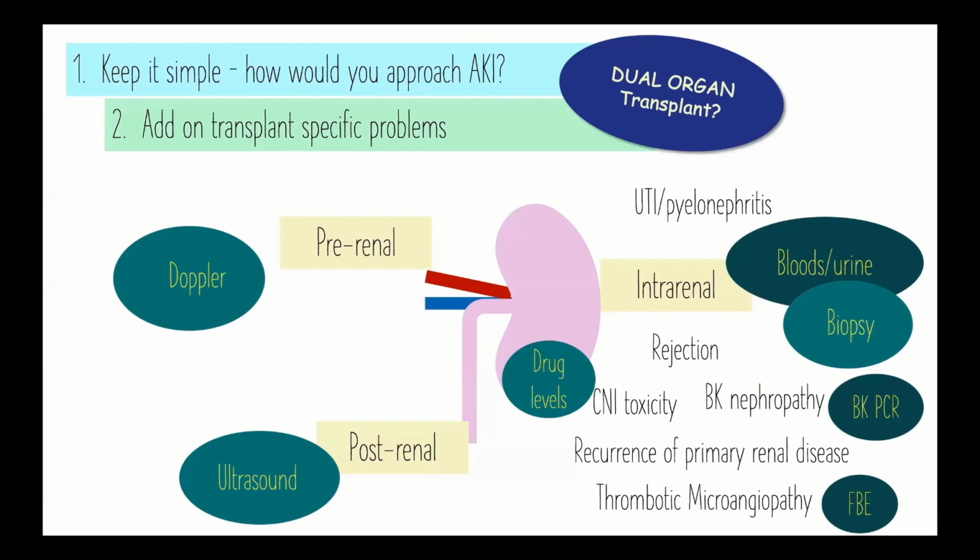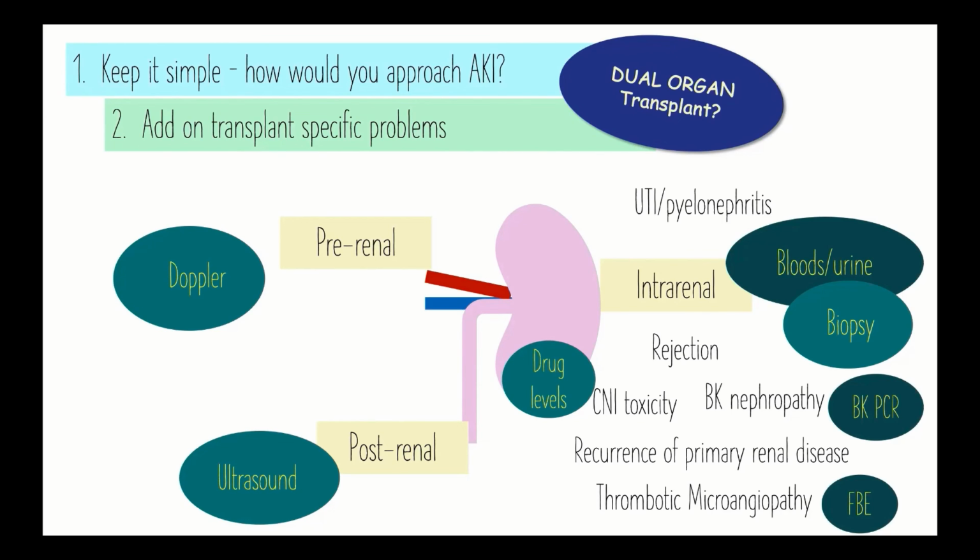And just a little extra point is that sometimes you can have a kidney transplant, but you can have it in the context of having another organ transplanted as well. So a heart transplant, lung transplant, liver transplant, or even a pancreas transplant. So if you do have graft dysfunction in one, think about the other, especially if you're thinking about rejection and things like that.